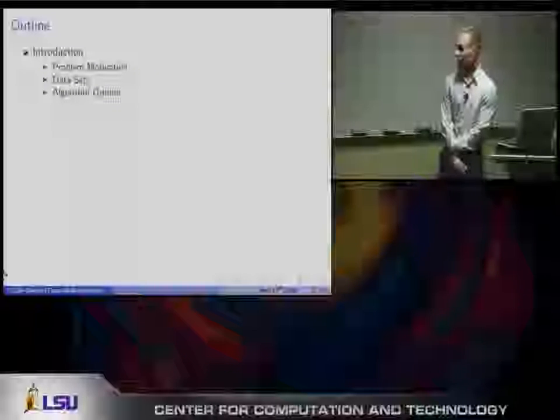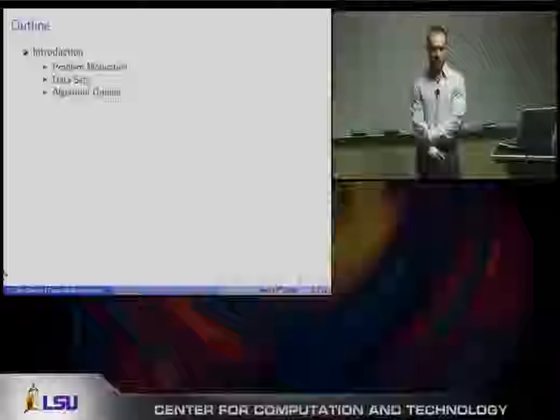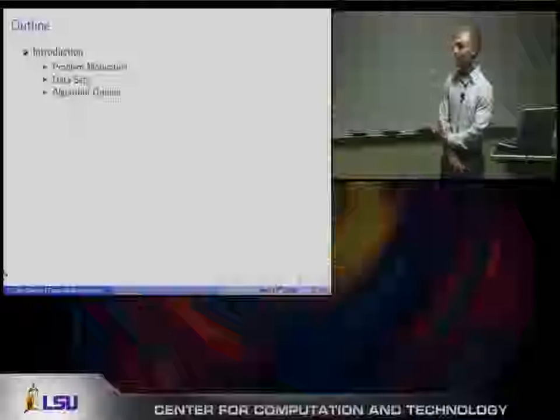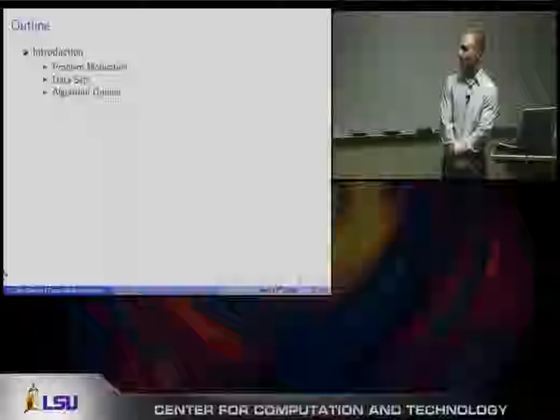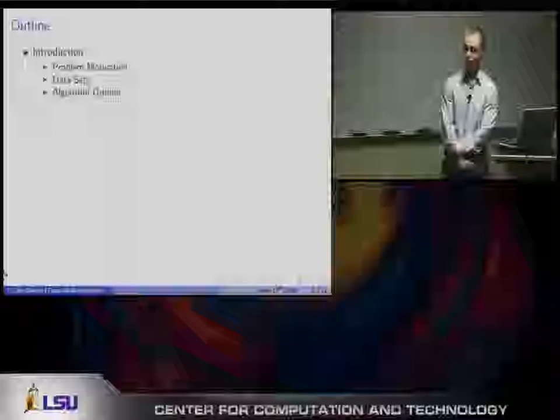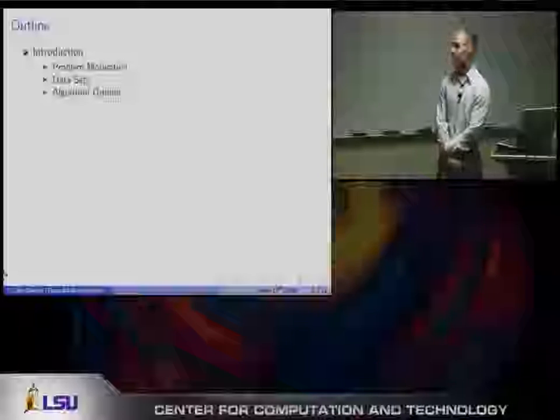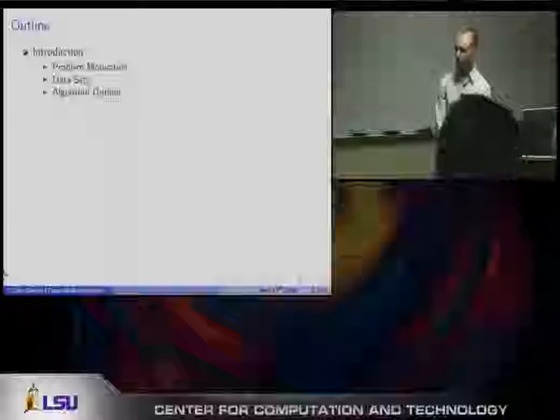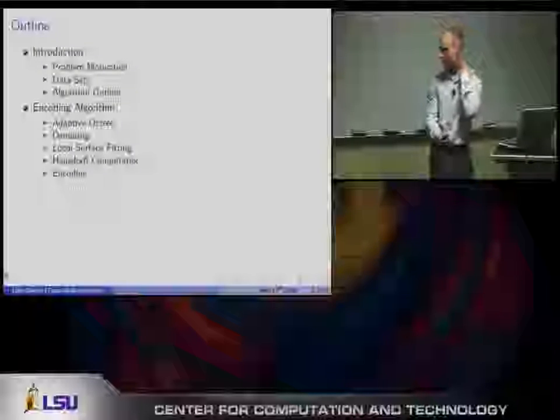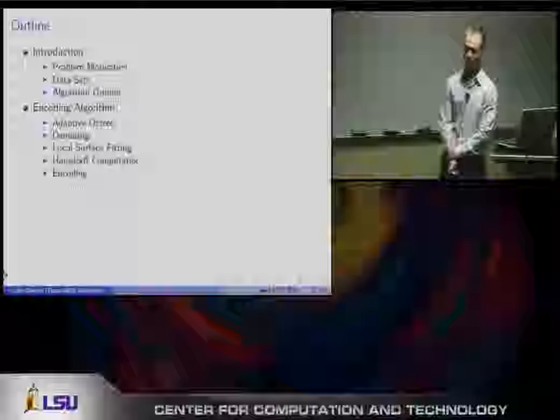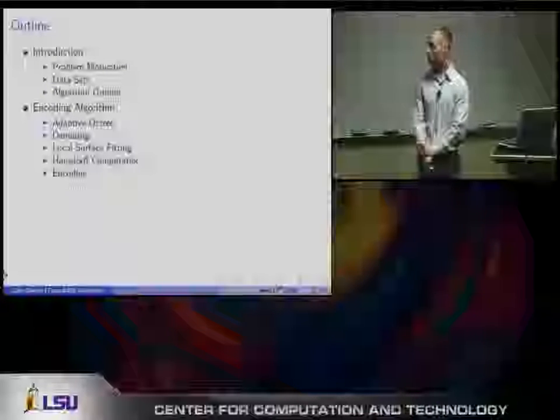All right, so we'll start with the introduction, give you problem motivation. Why are we working on this to begin with? Some of the data sets that we work with, and I'll maybe point out some of the challenges with these data sets. Our algorithm outline. And then I'll go over our encoding algorithm, which is sort of where the bulk of our work has taken place, or we've worked on so far.